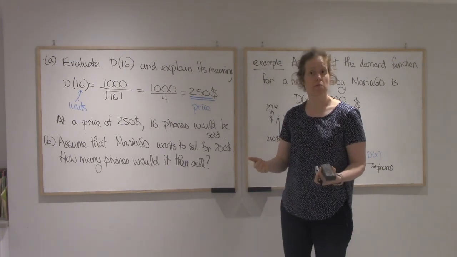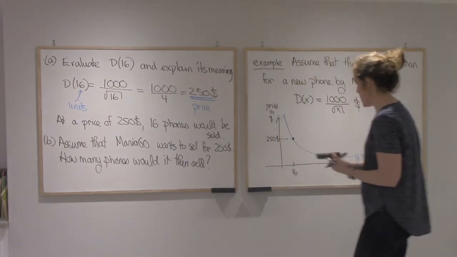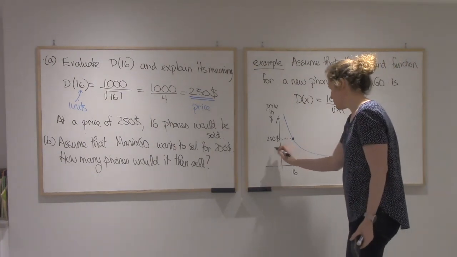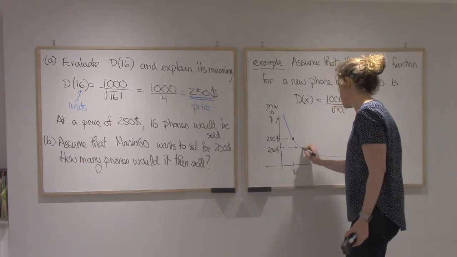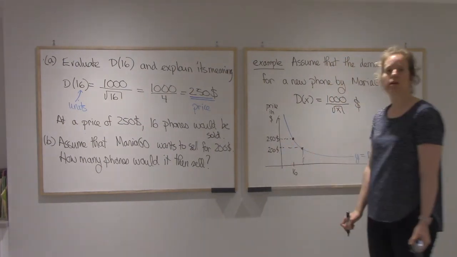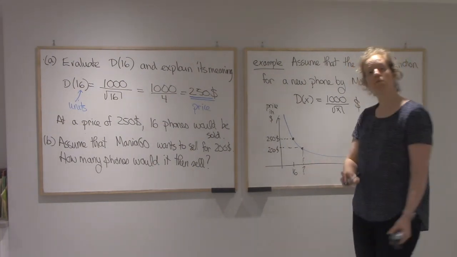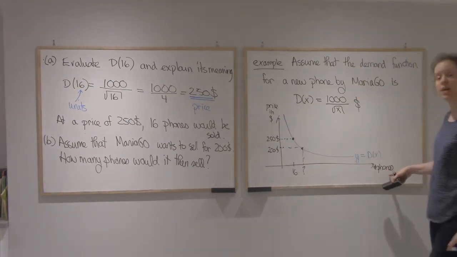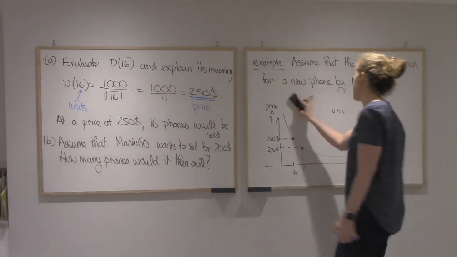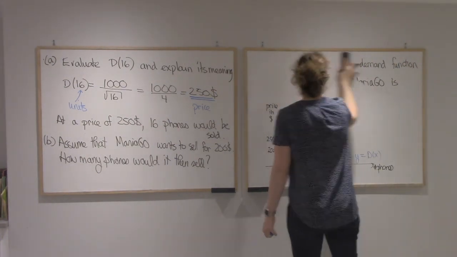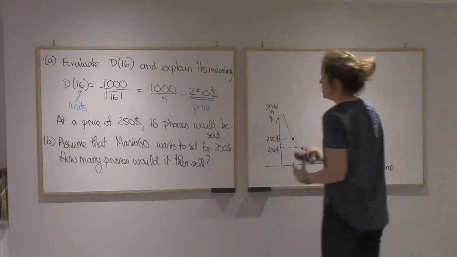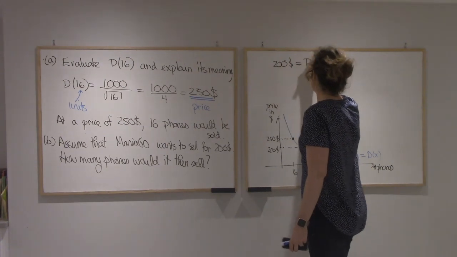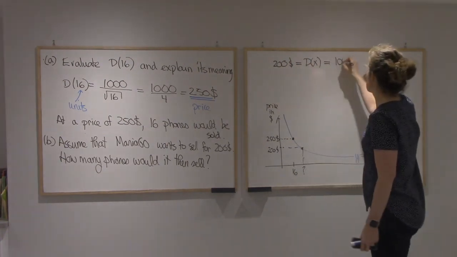more people, right? If you lower your price, more people will want to buy. In fact, if you look at the curve, it's decreasing. That means if I look at 200, you'll get a slightly bigger number, and that number is what we're trying to find. So we have the price, so we have the Y value. We're looking for the number of phones, so we're looking for the X. All right, so we have $200 equals D of x, and we want to solve for x.